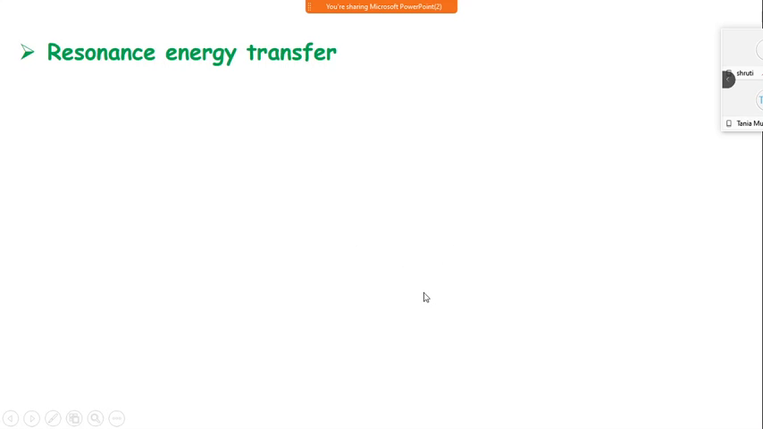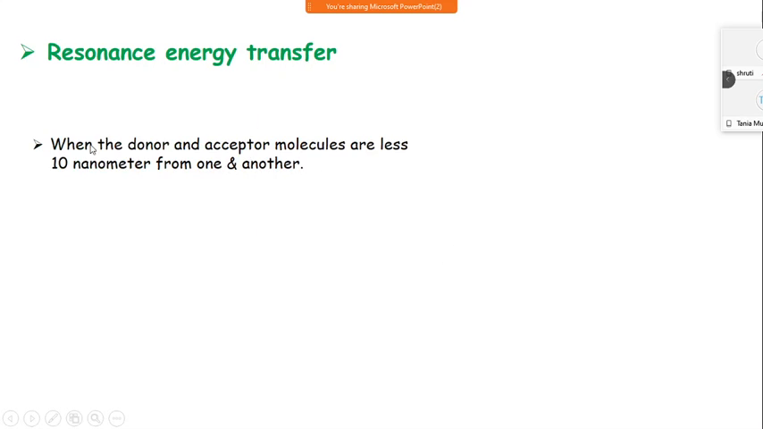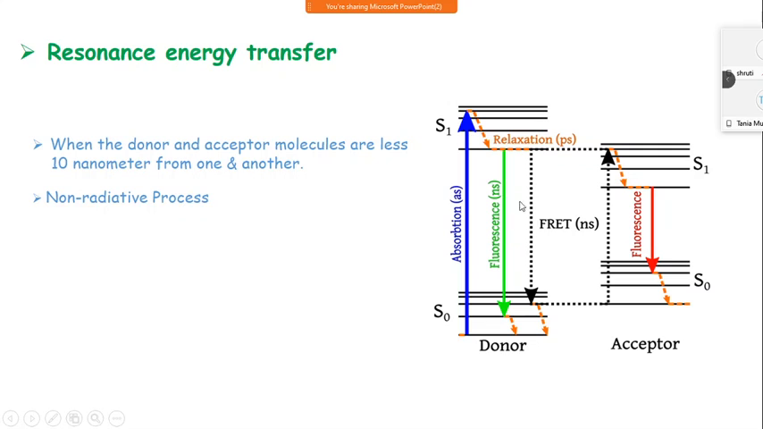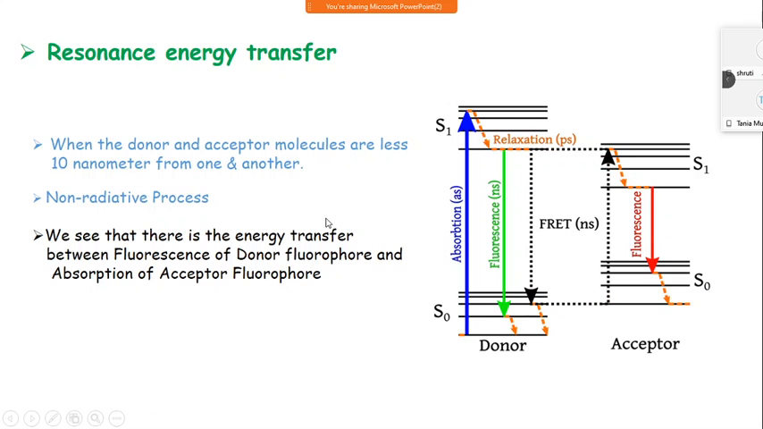So here we discuss resonance energy transfer. When there are two molecules, one donor and one acceptor, and the distance between them is less than 10 nanometer, then resonance energy transfer occurs, which is a non-radiative process as shown in this figure. The dotted line shows the resonance energy between two molecules. I already mentioned the energy transfer between fluorescence of donor fluorophore and absorption of acceptor fluorophore.